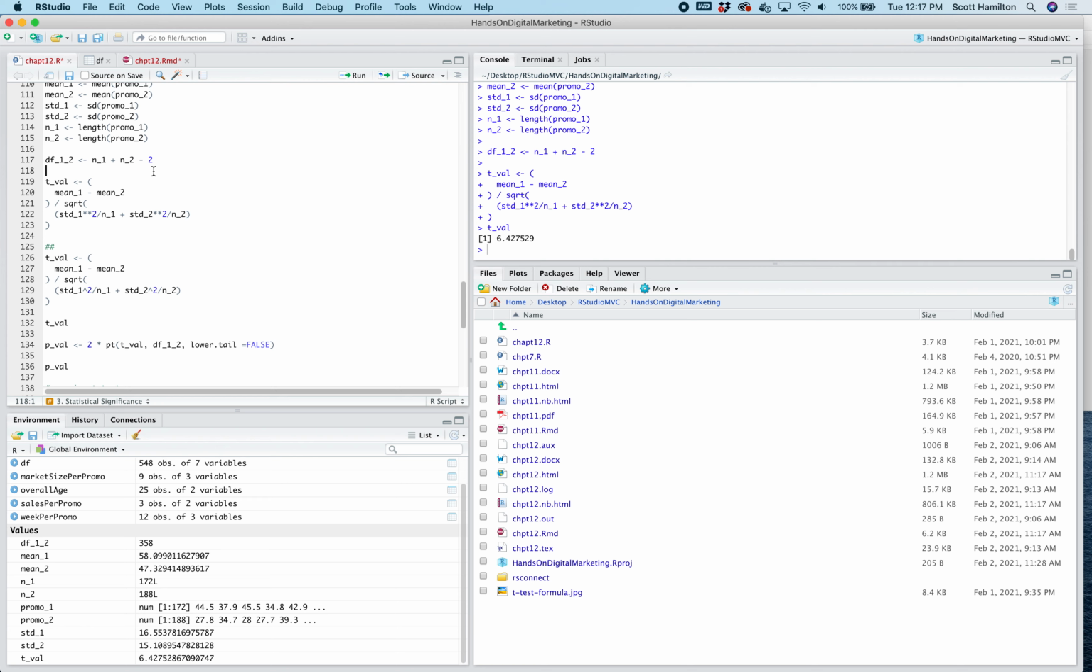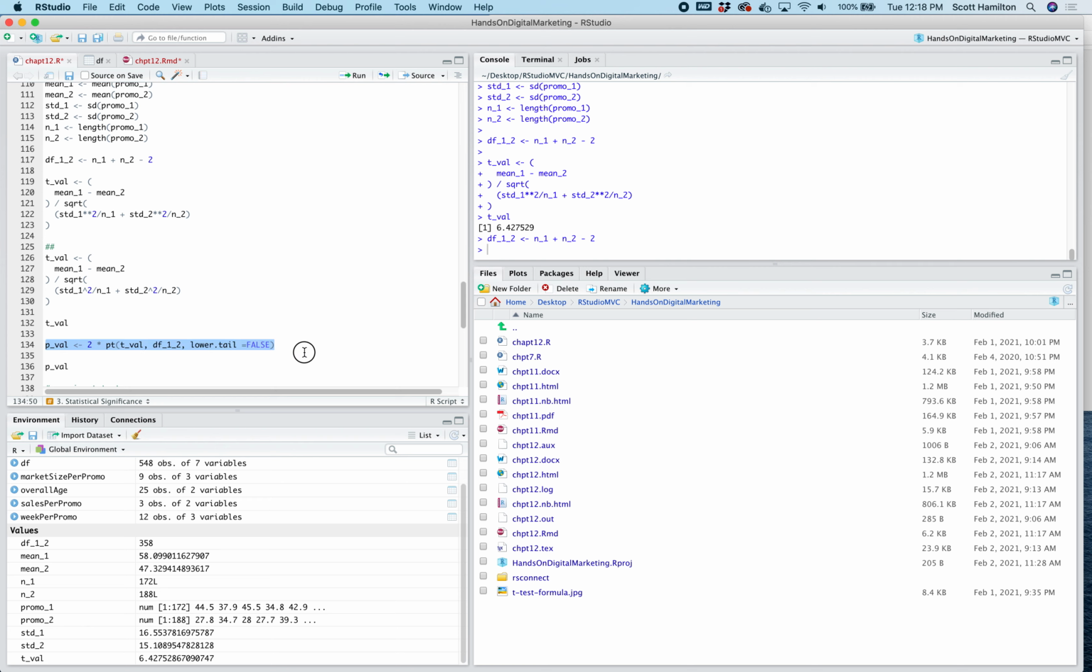There's a whole lot of mathematical proofs that go into that, but it's good to know that when you have two different samples, you're going to add them together and minus 2. So that's what we've done here: length of 1 plus length of 2 minus 2. So we end up with that number 358, which is 172 plus 188 minus 2.